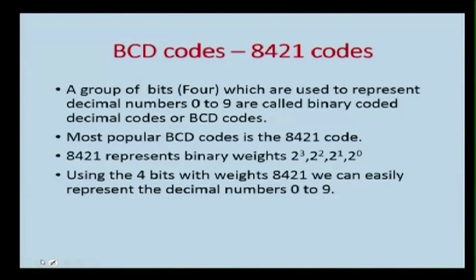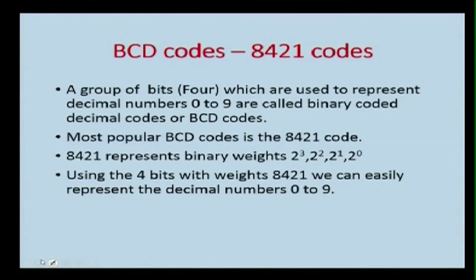Now, we will first look into what is the meaning of BCD code, especially the 8421 code. Any group of bits, especially 4, which are used to represent decimal numbers 0 to 9 are called binary coded decimal codes or BCD numbers or BCD codes. The most popular BCD code is the 8421 code.